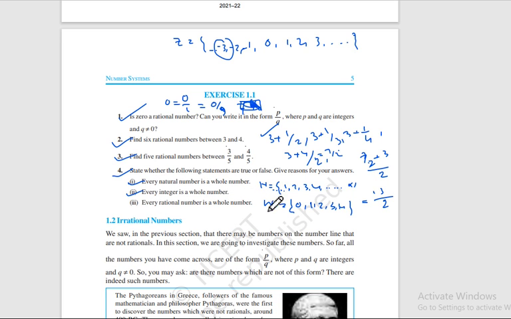What will be your reason? You will write these definitions, and you will say that negative integers are not part of whole numbers. So every integer is not a whole number. Now let us go to question number 3 of question number 4. Every rational number is a whole number. This is outrightly wrong, because half is a rational number, but it is not a whole number.